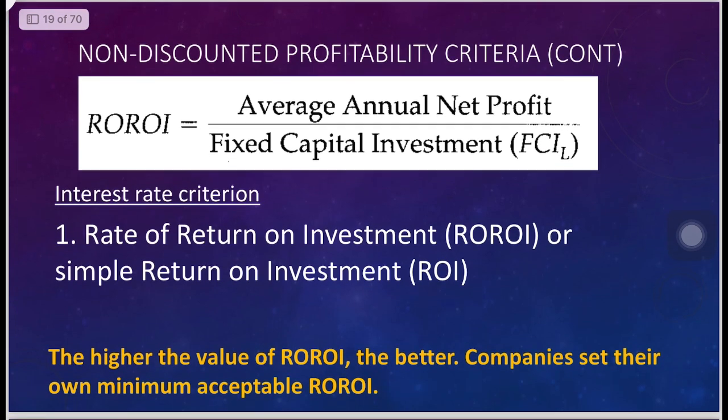Now, for the interest rate criterion, we have the rate of return on investment, or simply the return on investment, or the ROI. Okay, so the ROI is the average annual net profit divided by the fixed capital investment. So the higher the value of your ROI, the better. Companies set their own minimum acceptable ROI.